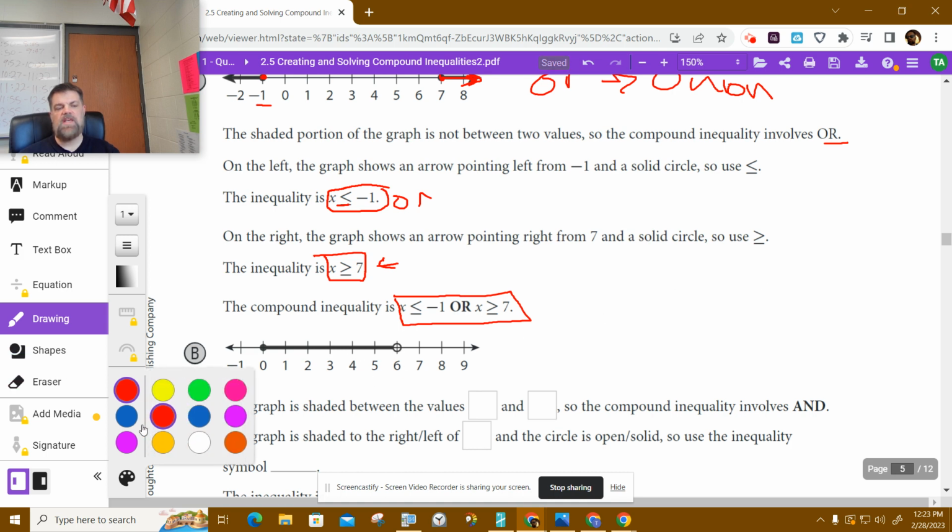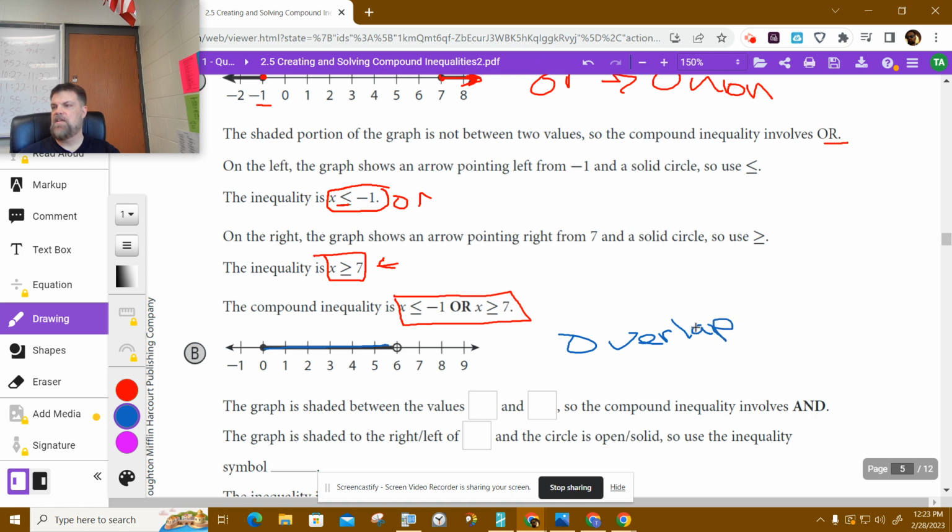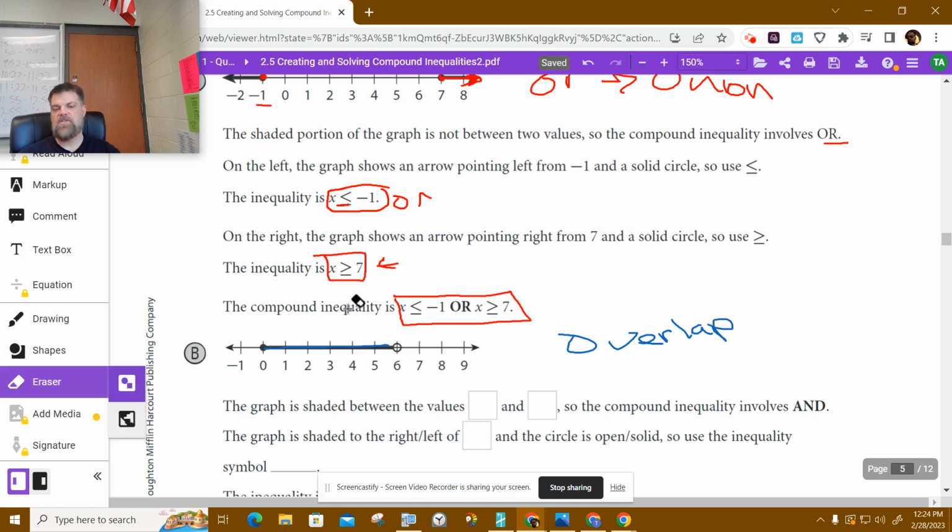Now, on part B, what do you notice here? What do you notice here? On part B, what do you notice? I'll write the word down. Can you at least read it? I don't know what that says. Quit trying to be funny. That's not a 6. A 6 looks like this. It looks like that. Take a guess as to what that word is.